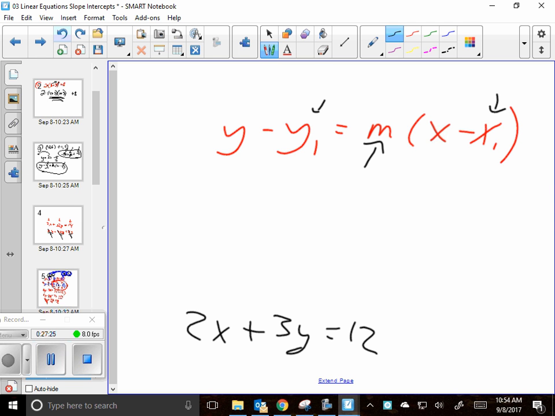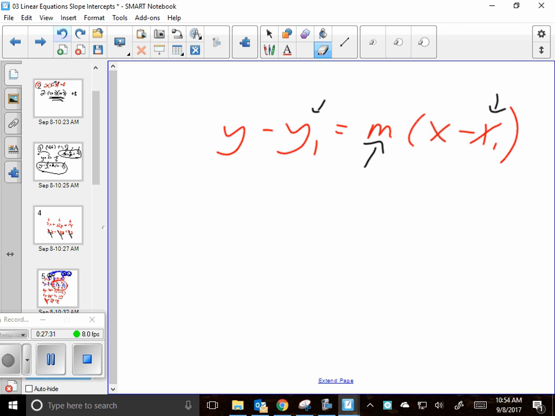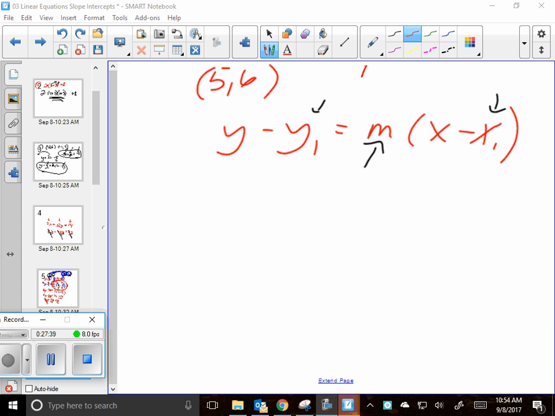Because that's in what form? Standard form. I want the answer in standard form when you're done. Okay? I'll pause for a second while I get that point. Okay, here's your 2 points. 5 comma 6 and 10 comma 12. Give me the equation for the line that goes through those two and put it in standard form. I'll pause while you give that a shot.